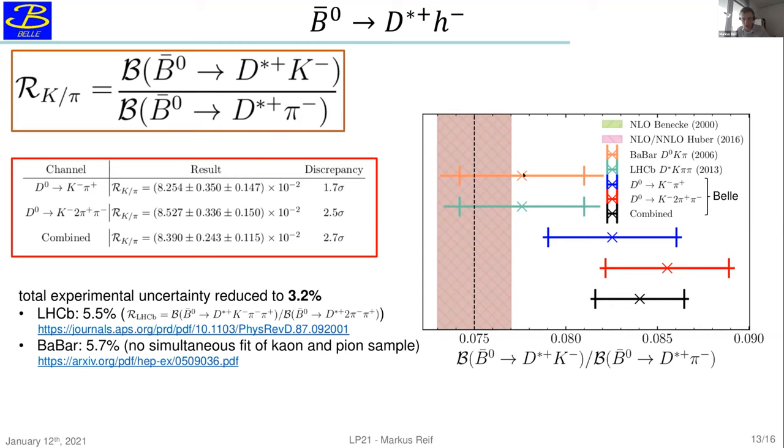You can see that all the central values of the measurements are shifted to the right compared to the prediction. However, the Babar and LHCb measurements are still compatible. And now here in this Belle analysis, we get some tensions, slight tensions, I would say. In this analysis, the experimental uncertainty is 3.2%, which is a bit smaller than the one from LHCb and Babar, but it's not a one-by-one comparison because LHCb used a different channel and Babar didn't do this simultaneous fit of kaon and pion enhanced sample.